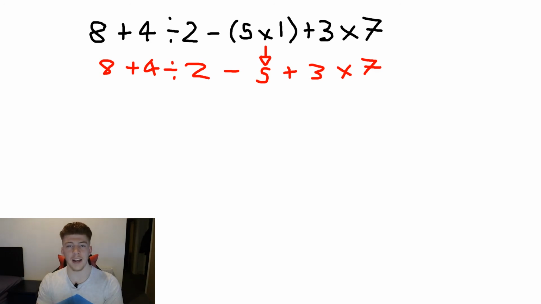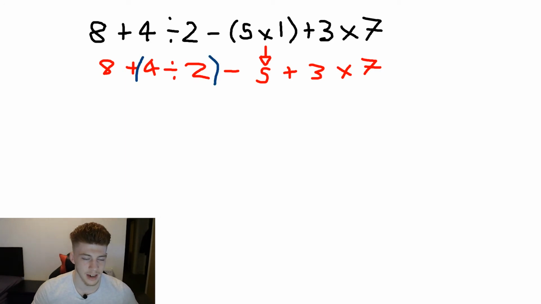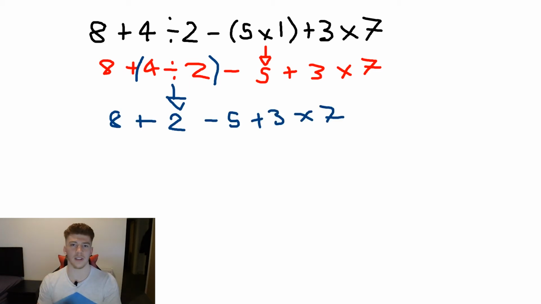So if you've been paying attention and you've been doing this right, then you will know that the division is next on the list. So again, I'll put these invisible brackets around. We're going to do 4 divided by 2, which is going to give us 2. And then when you fill out the rest of the equation, you should have something that looks like this.